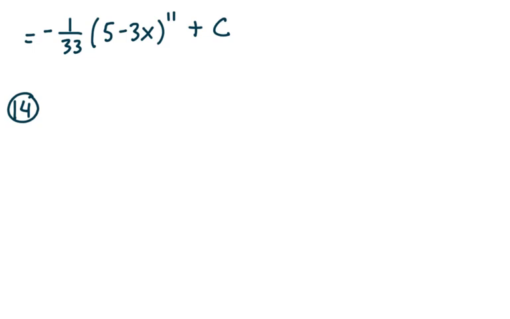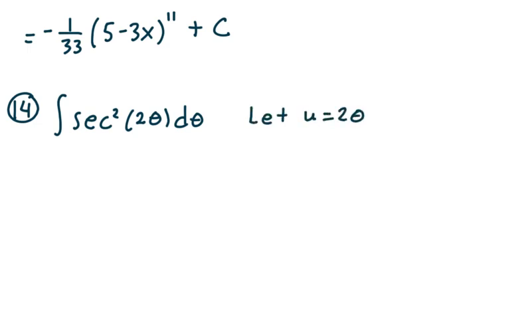Let's take a look at problem 14. Suppose we have the integral of secant squared of 2 theta d theta. So the inside function ends up being 2 theta. So I'm going to let u equal 2 theta. So du is 2 d theta. Solving for d theta, we get d theta is 1/2 du. So we divide both sides by 2.